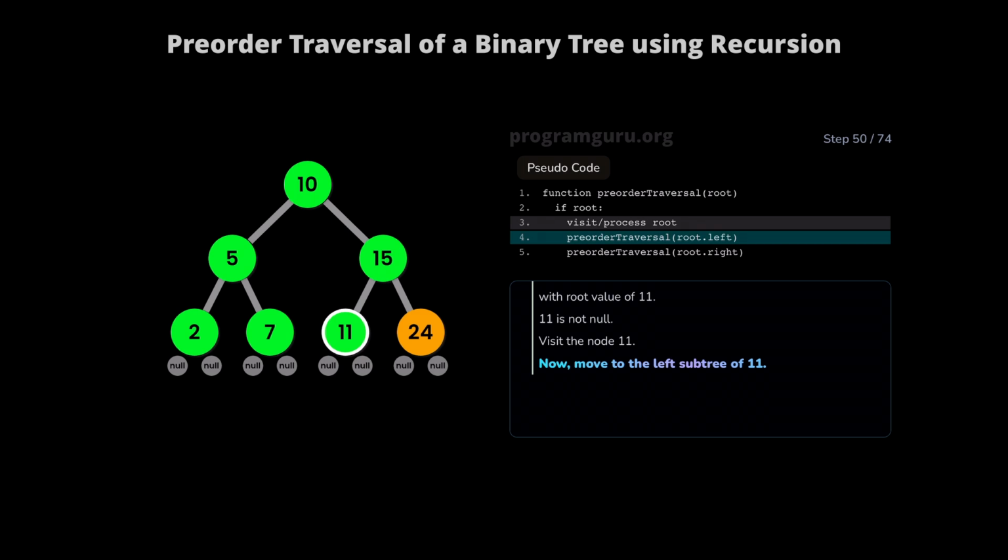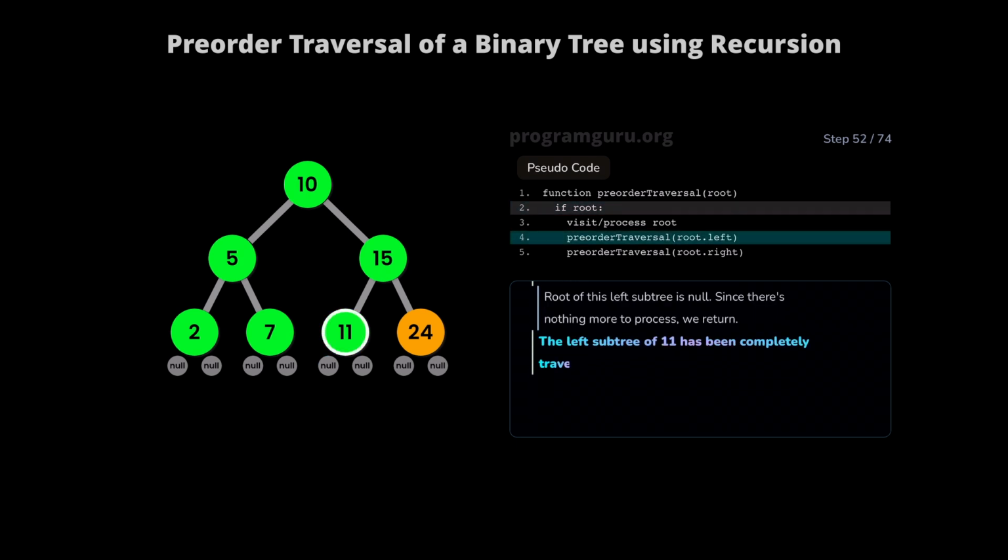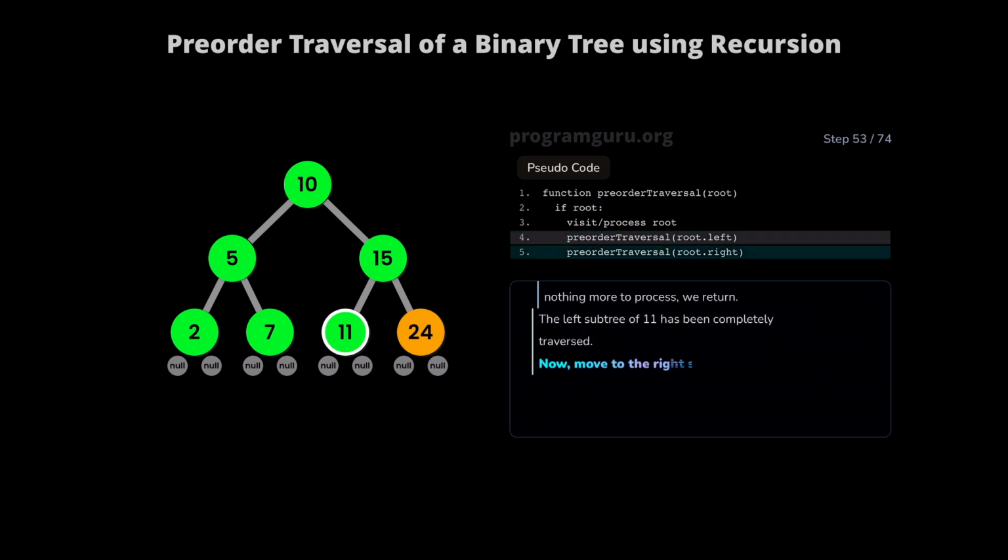Now move to the left subtree of 11. Root of this left subtree is null. Since there's nothing more to process, we return. The left subtree of 11 has been completely traversed. Now move to the right subtree of 11.